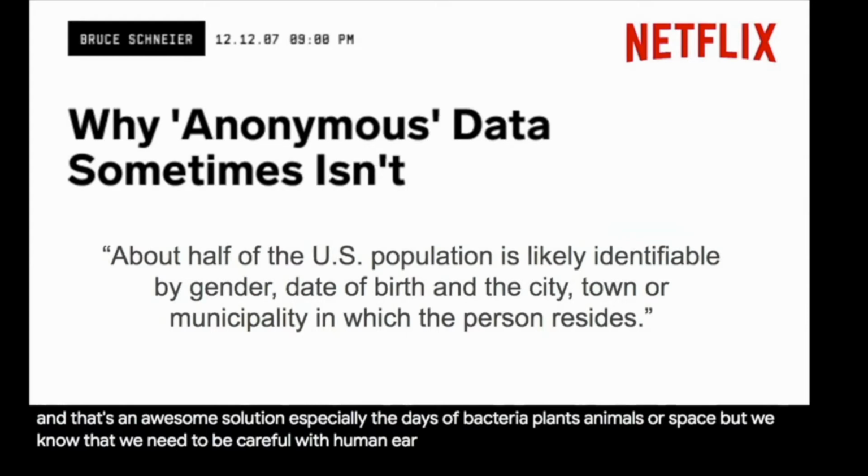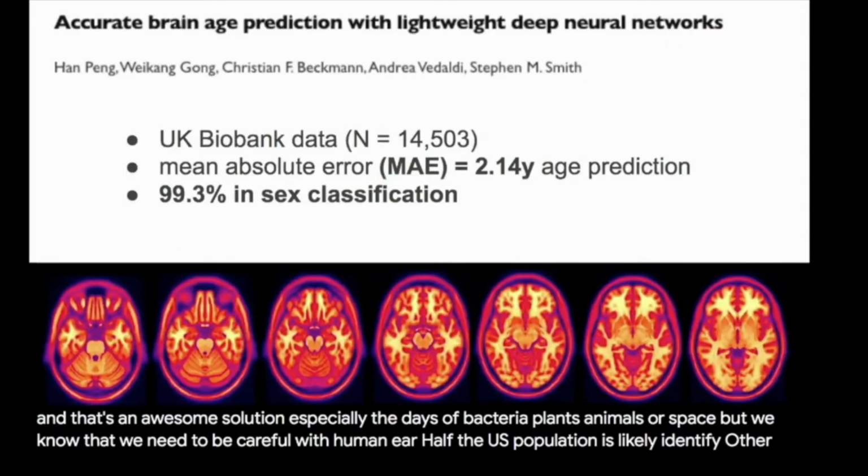anonymize a data set. It's more than just your name that can identify you. So about half the US population is likely identifiable by just their gender, date of birth, and their city. And also, data sets can be combined and linked with other public data sets, making them much easier to de-anonymize. For more information about that, you can search linkage attacks. So what if you remove age, sex, and location?